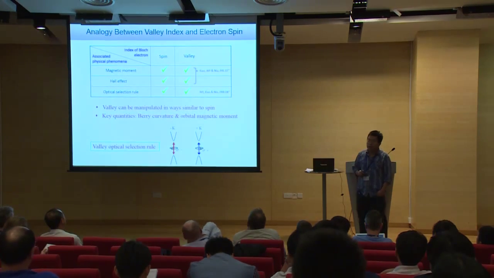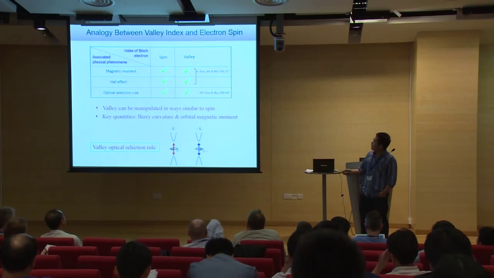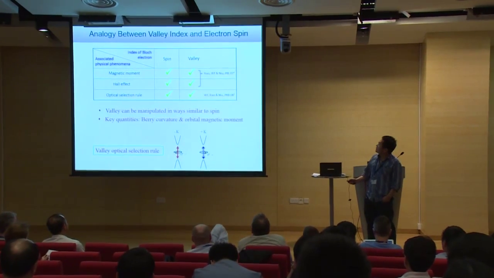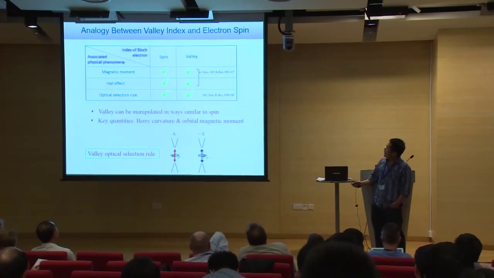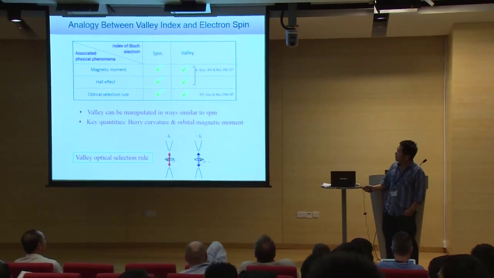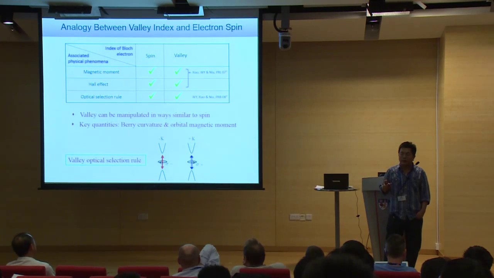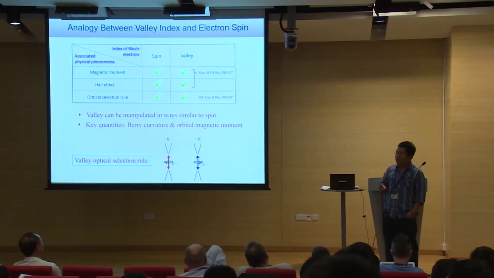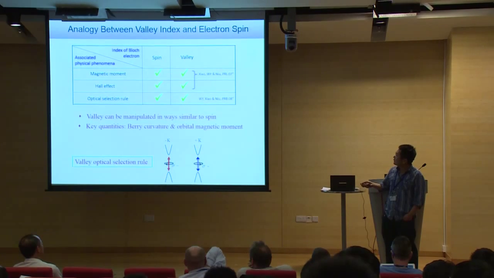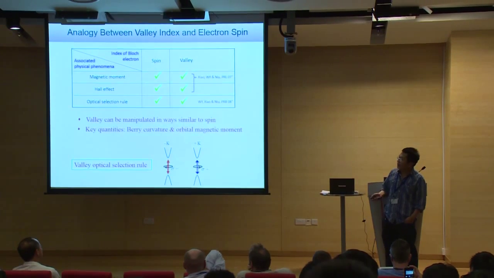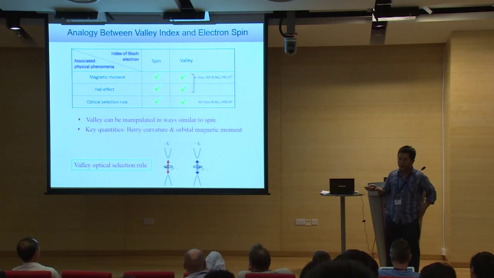So for this talk, what's important is these valley optical selection rules. Let me just emphasize it again. Because of this non-zero valley magnetic moment, we can have optical selection rules associated with the plus K and minus K valleys. What it means is we can use different polarizations to selectively excite different valleys. For example, for the plus K valley, we can use sigma plus light to address it. And for the minus K valley, we can use sigma minus light to address it. So this will be the main topic I'm going to cover for the first part of my talk.